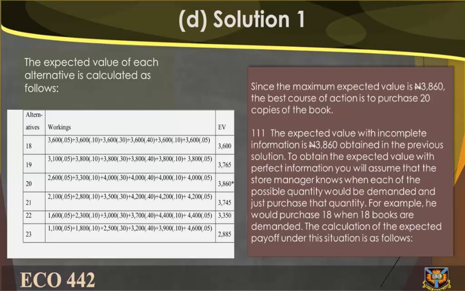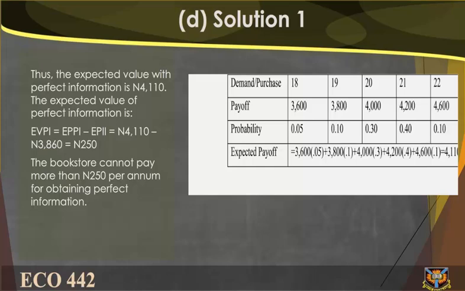Part 2. The expected value with incomplete information is 3,860 naira, obtained in the previous solution. To obtain the expected value with perfect information, you will assume that the store manager knows when each of the possible quantities would be demanded and just purchases that quantity. For example, he would purchase 18 when 18 books are demanded. The calculation of the expected payoff under this situation is as follows. Thus, the expected value with perfect information is 4,110 naira.